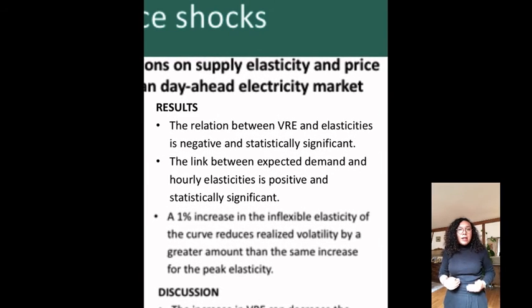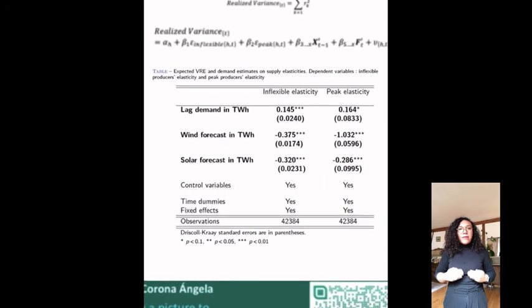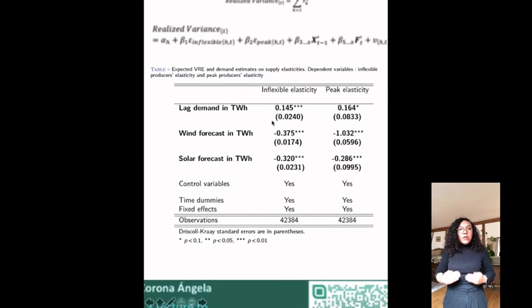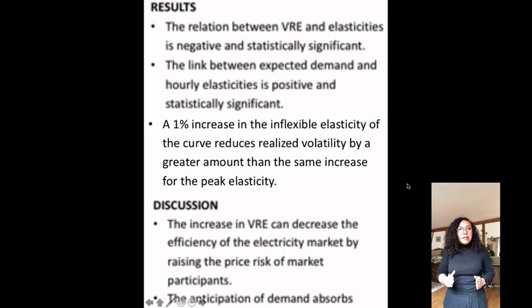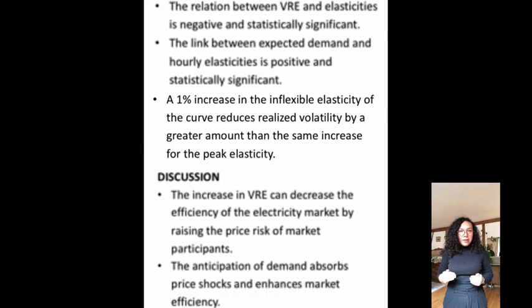I find that the relationship between renewables and both elasticities is negative and statistically significant, while the expected demand has a positive and statistically significant relationship. Also, the inflexible elasticity is more responsive to changes in both independent variables than for peak elasticity. Additionally, I found that a 1% increase in both elasticities decreases realized volatility.